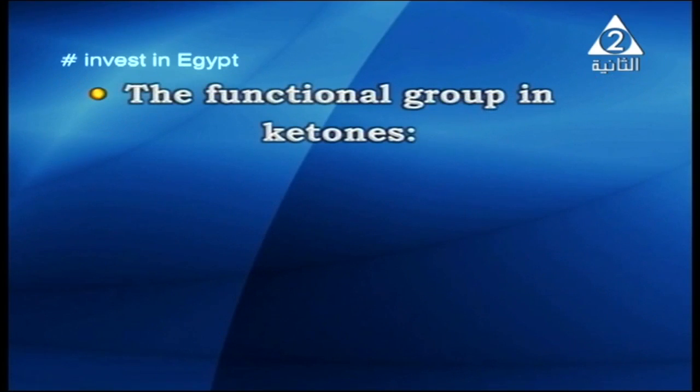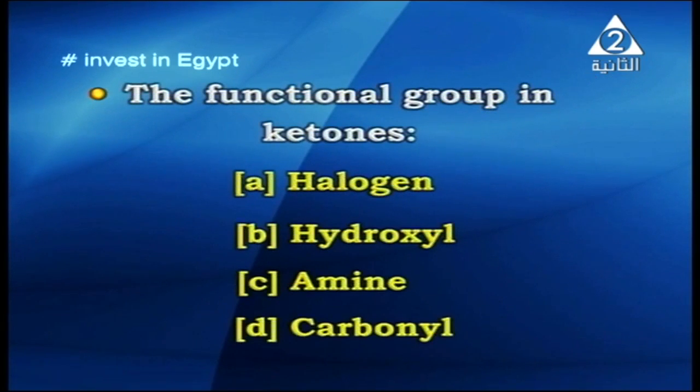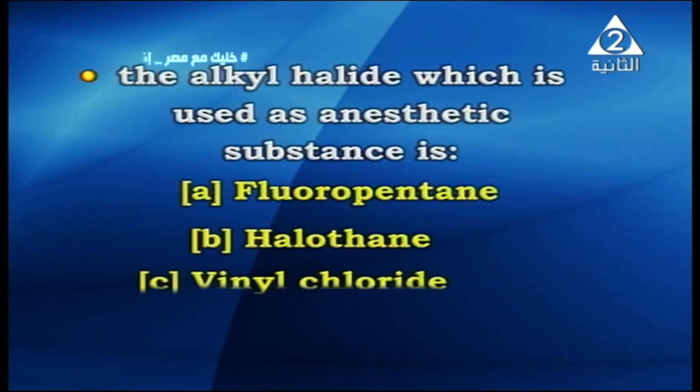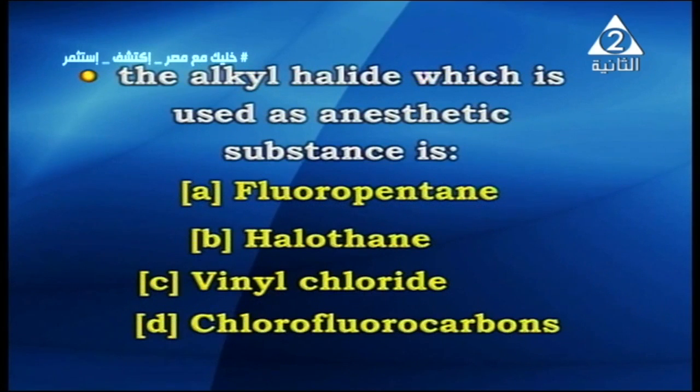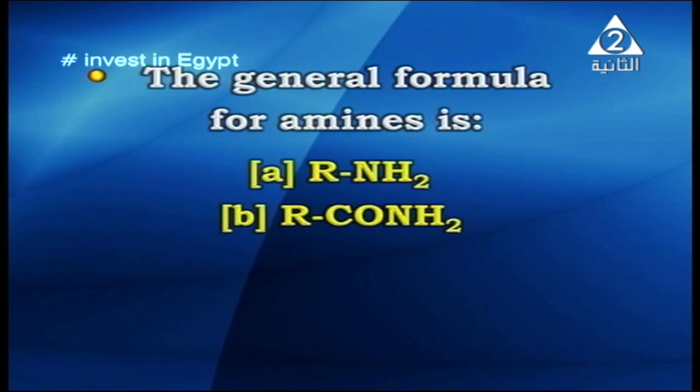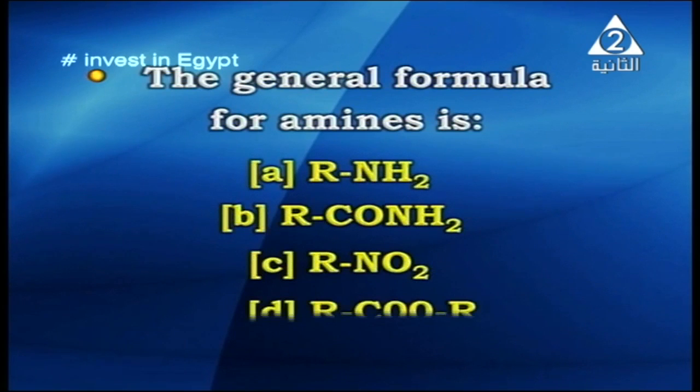Next point, the functional group in ketones is what? Halogen, hydroxyl, amine, carbonyl. If you think about it, yes, it will be carbonyl. Next point, the alkyl halide which is used as an anesthetic substance is fluorobenzene, halothane, vinyl chloride, chlorofluorocarbon. So if you think about it, yes, it will be halothane. Next point, the general formula of amines is NH2, RCONH2, RNO2, RCOOR. If you think about it, yes, it will be RNH2.